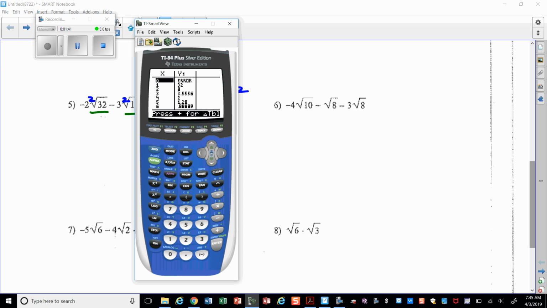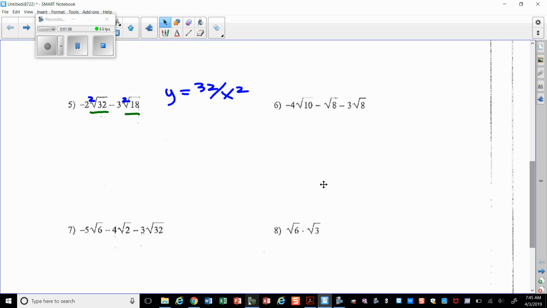Then you go to the table, and you look for the smallest y value that's not a decimal. You see there's a 4 and a 2 is not a decimal. So that means the 4 comes out and the 2 stays in. So what I had here is I had a negative 2 already in front. So that 4 that comes out is going to be multiplied by that negative 2. And then I have the leftover 2. The 2 stayed underneath, the 4 came out.